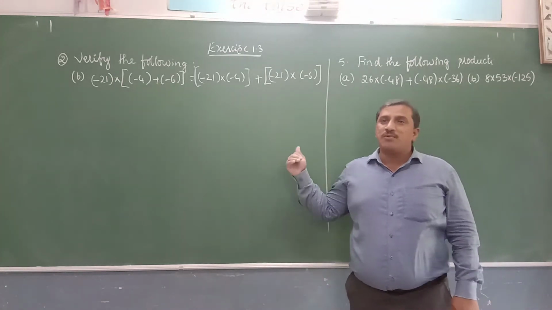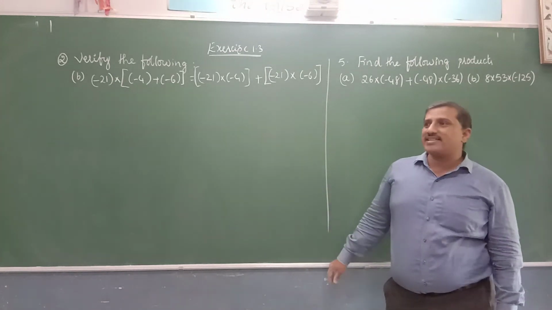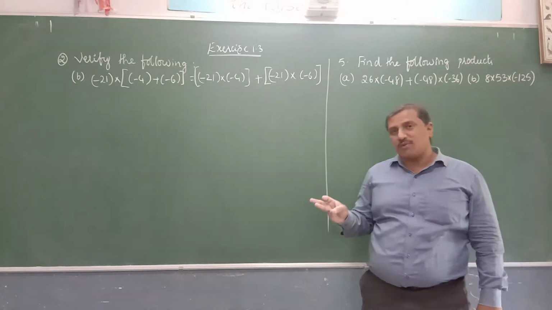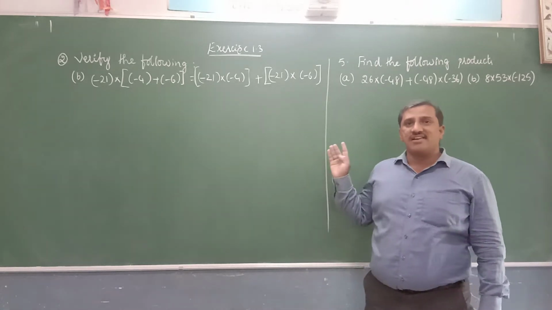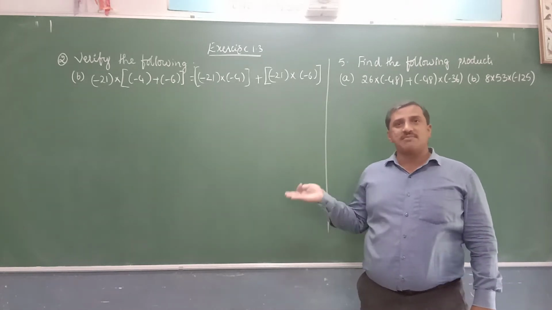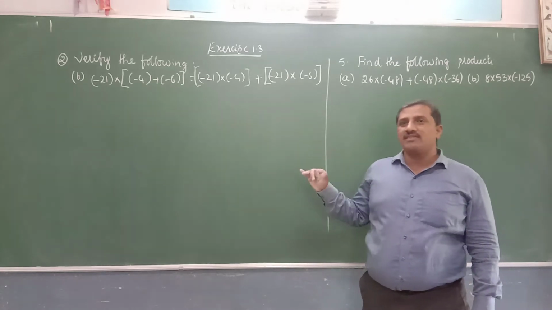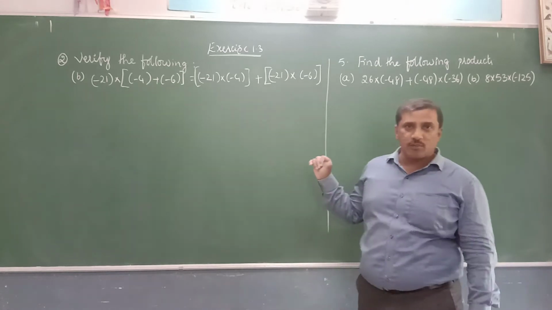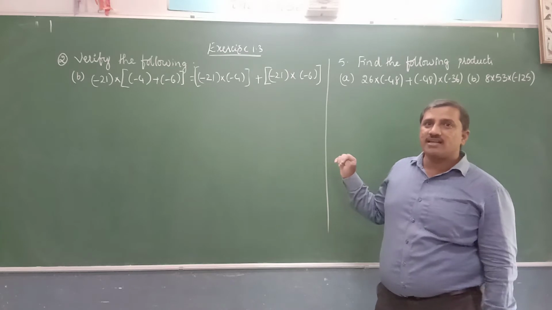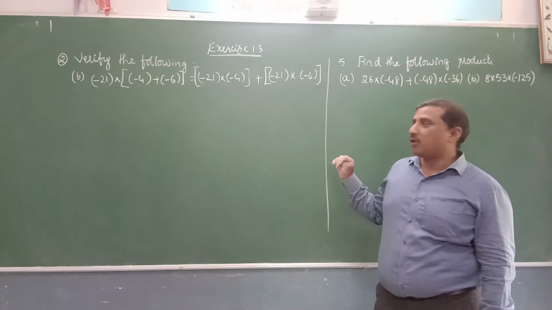In the last class we discussed the properties of integers and multiplication, and now we are going to apply those properties to solve the problems given in exercise 1.3. The properties we studied under multiplication are: closure property, commutative property, associative property, multiplication by 0, multiplication by 1, that is the multiplicative identity property, and the last one is the distributive property.